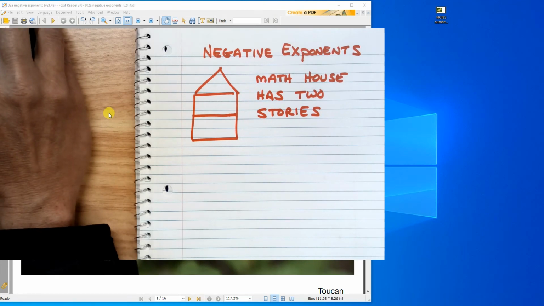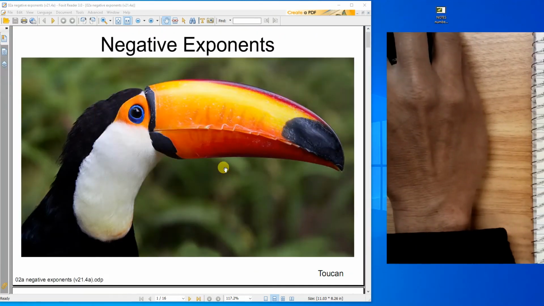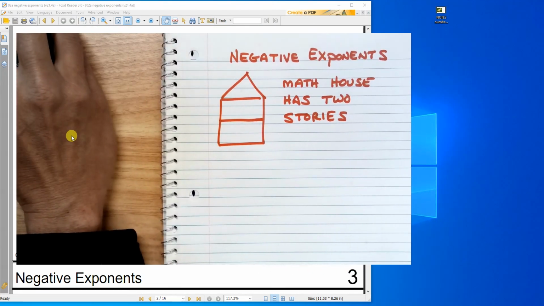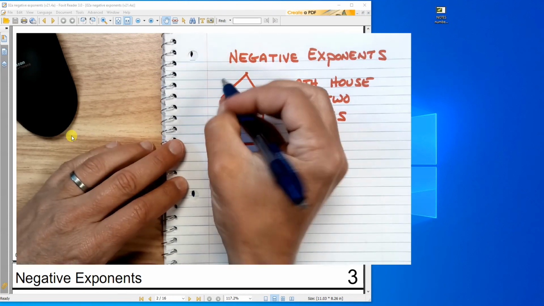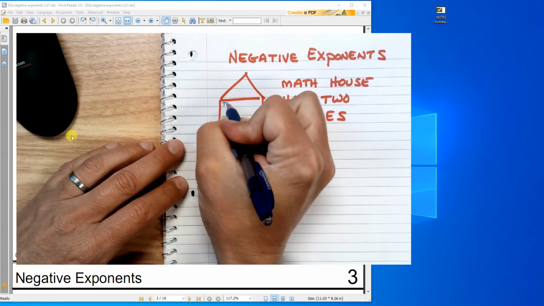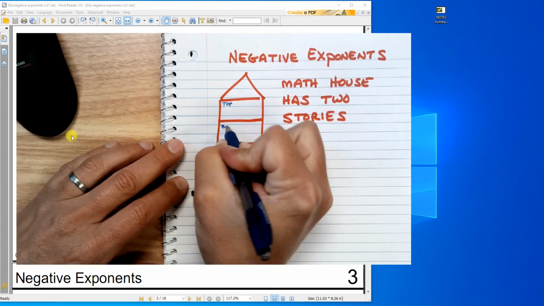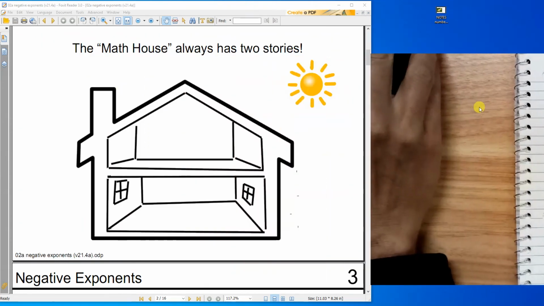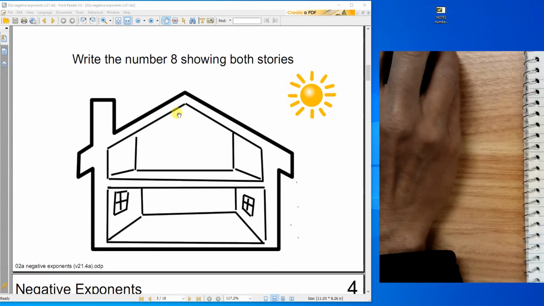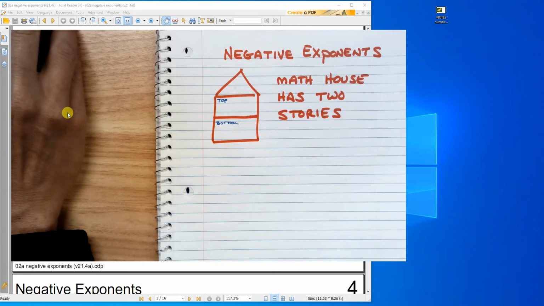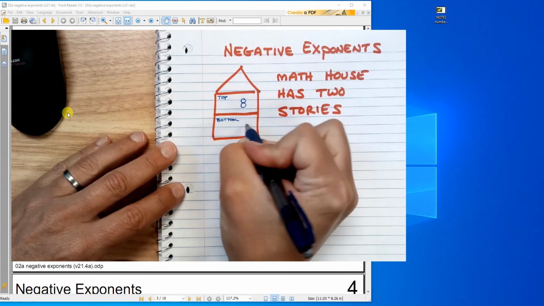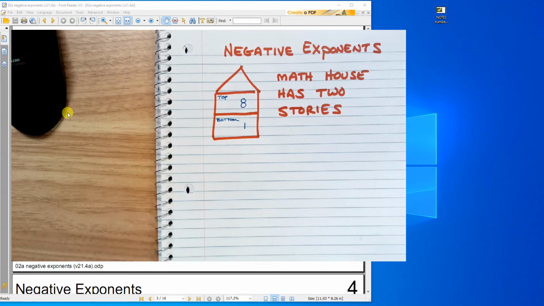Negative exponents. The math house has 2 stories. It always has 2 stories. We always have the tops and the bottom. So when I have the number 8, and I put it into the math house, it would be 8 over 1. There it is in the math house.